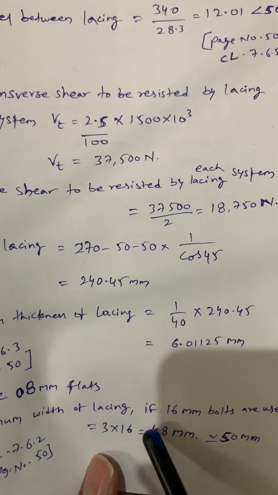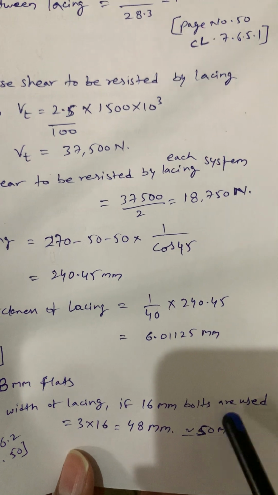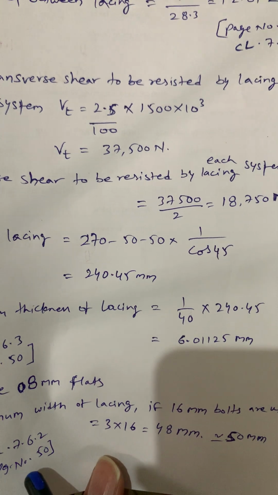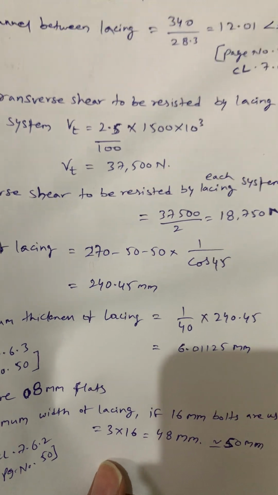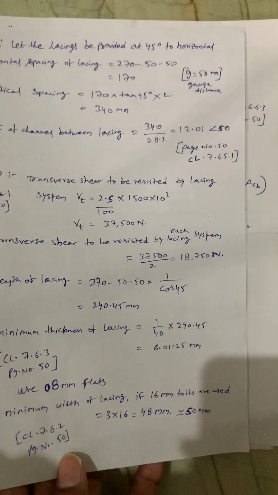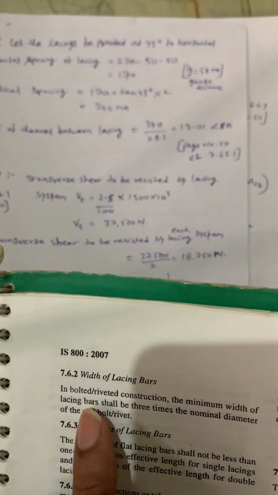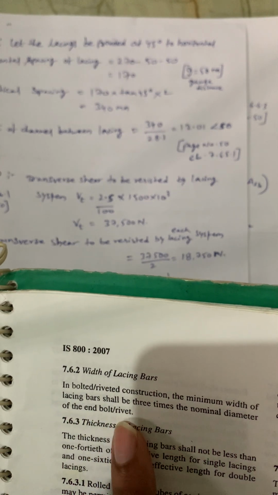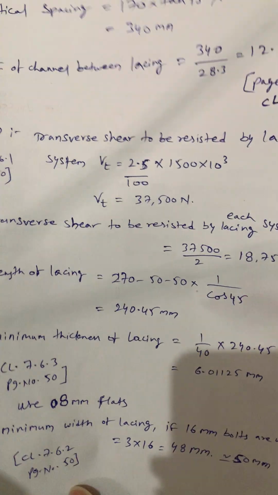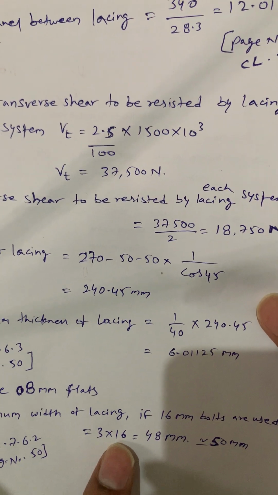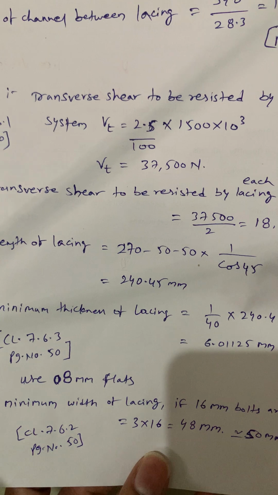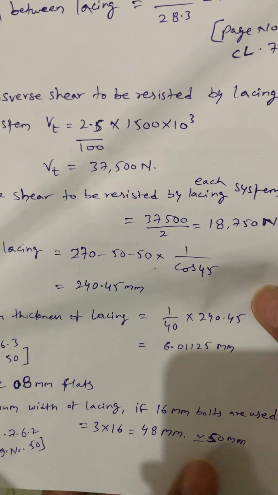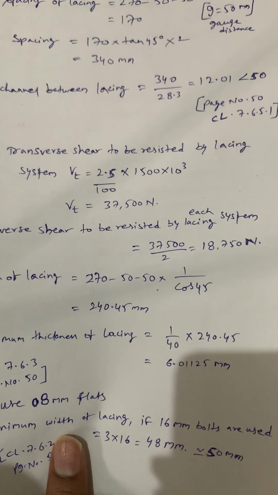So minimum width of the lacing, if 16 mm bolts are used, so 3 into 16, that equals 48 mm. So clause number 7.6.2, page number 50. Width of the lacing bars here. In bolted and riveted construction, the minimum width of the lacing bar shall be 3 times the nominal diameter of the end bolt. So that's why I am considering 3 into 16. As per code, we have to follow these specifications. So I got 48 mm, I am considering 50 mm. That is nothing but minimum width of the lacing.